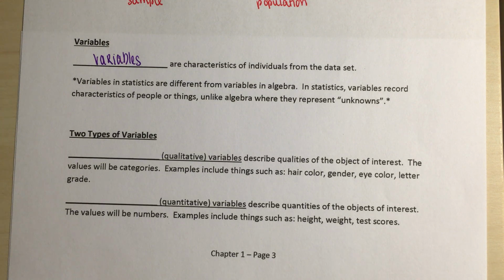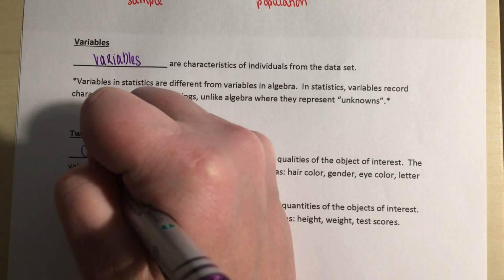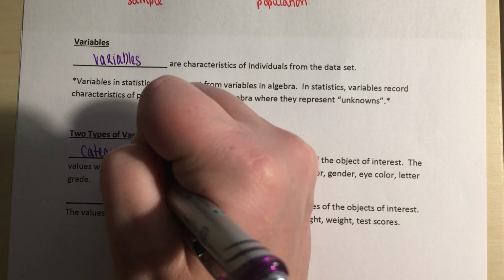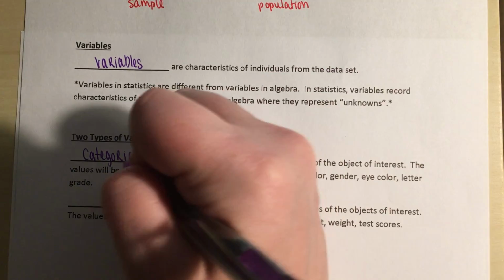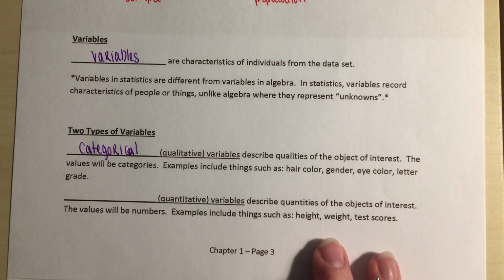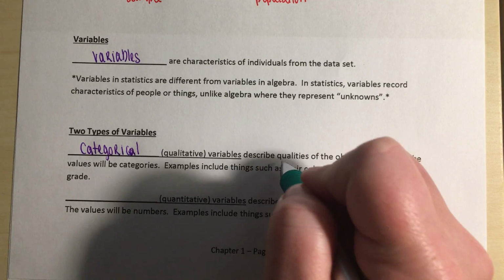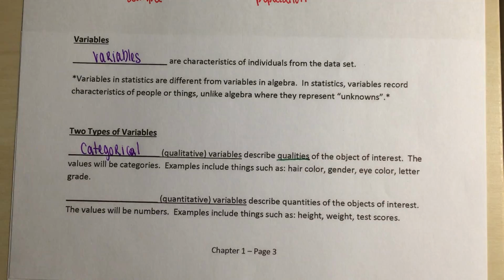Right? When we're dealing with statistics, we're going to have two main types of variables. Our first type is going to be categorical variables. Categorical variables are sometimes referred to as qualitative variables because they describe qualities of the object of interest. Right? So they're qualitative because they describe qualities. Qualities meaning words, right? The values will be categories. Things such as hair color, gender, eye color, letter grade, things along those lines.